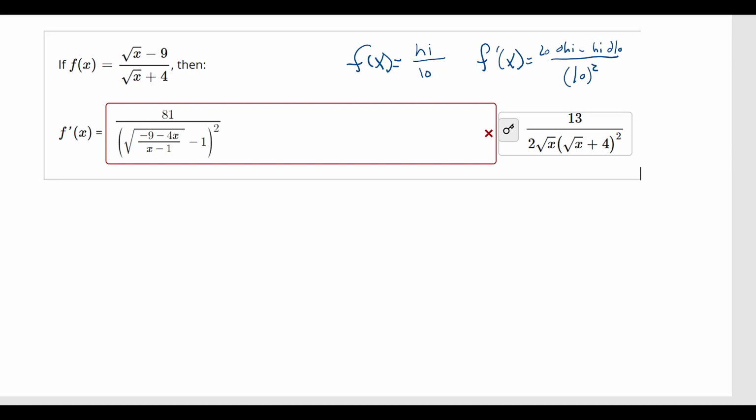So what do we have? We have the square root of x minus 9 over the square root of x plus 4. In that, you could say the high part is going to be the square root of x minus 9. The low part is going to be the square root of x plus 4. And it might be helpful to find the derivative with respect to x of the square root of x minus 9, which is x to the 1/2 minus 9.